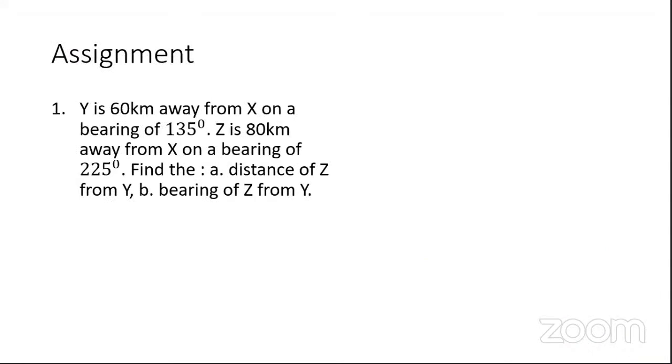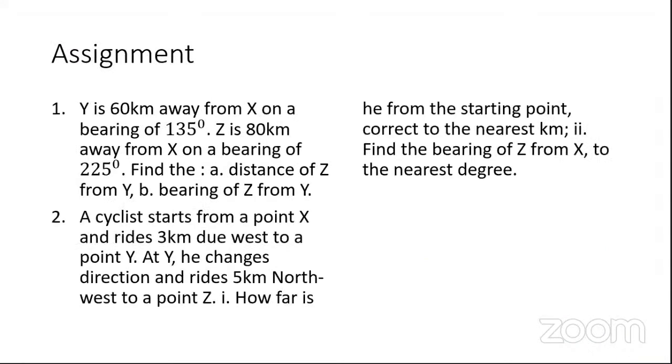I have these questions. You can just screenshot it. Y is 60 kilometers away from X on a bearing of 135 degrees. Z is 80 kilometers away from X on a bearing of 225 degrees. Find A, the distance of Y from Z, and B, the bearing of Z from Y.